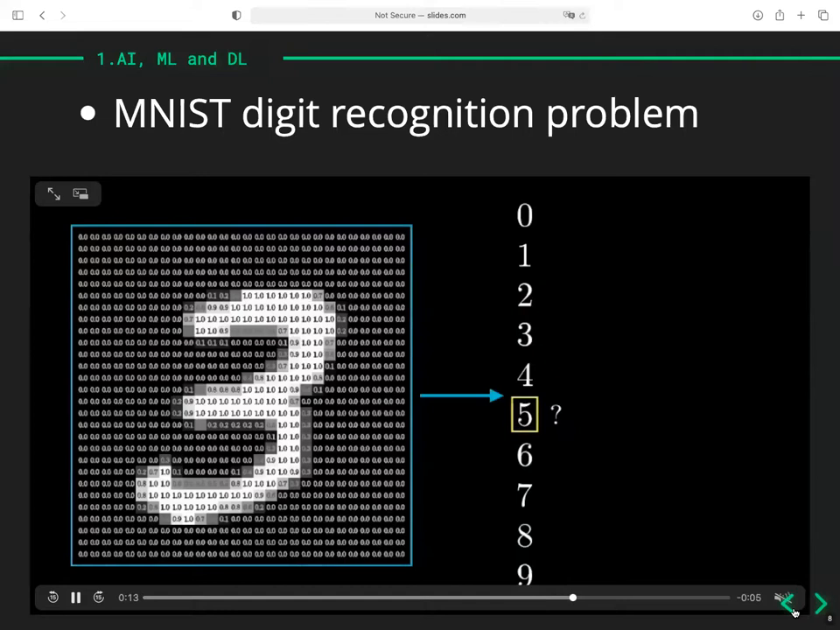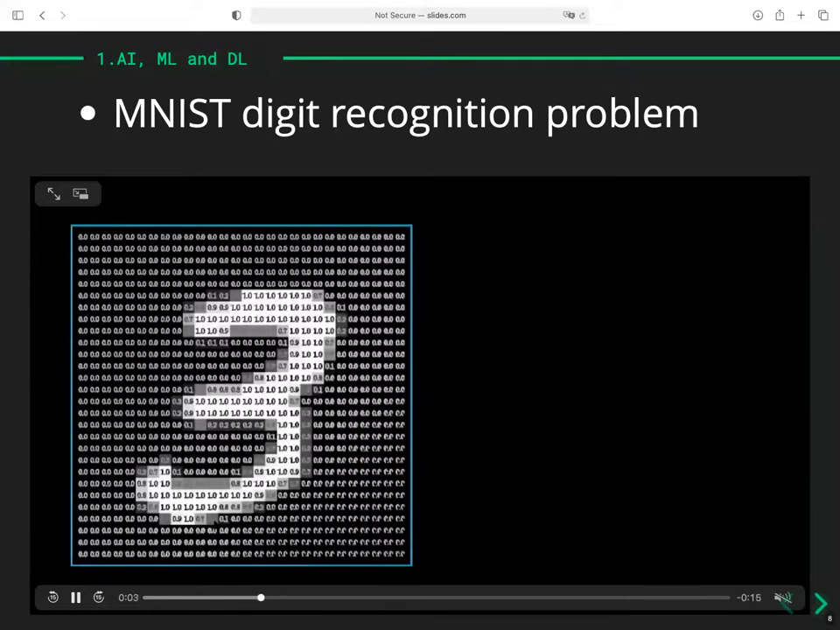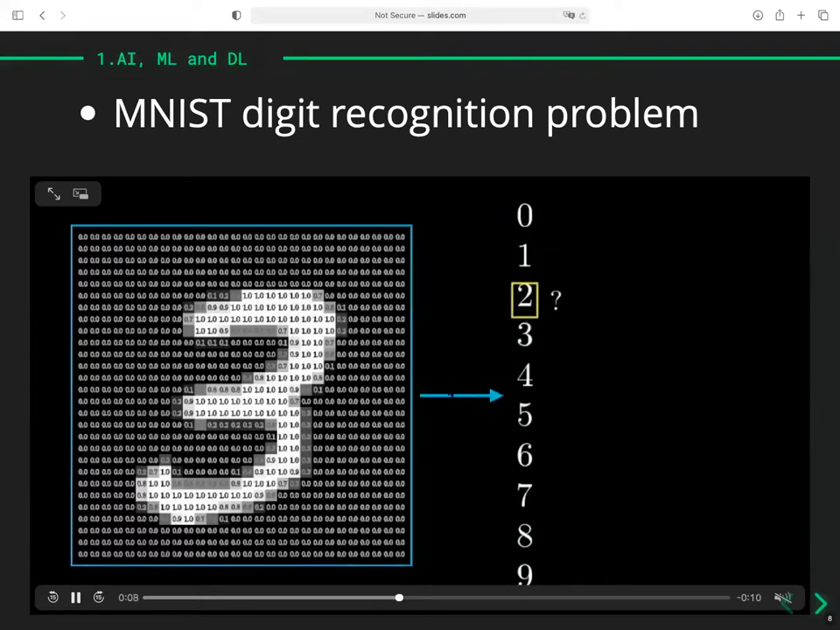And now the task, what we want to do, is give this matrix of numbers, this array of numbers, to a computer and have it tell us, well, this is a 3, obviously. It's obvious to you, but it's not obvious to the computer until you figure out how to code that. So we want it to not say 0, not say 8, but 3 for this one.